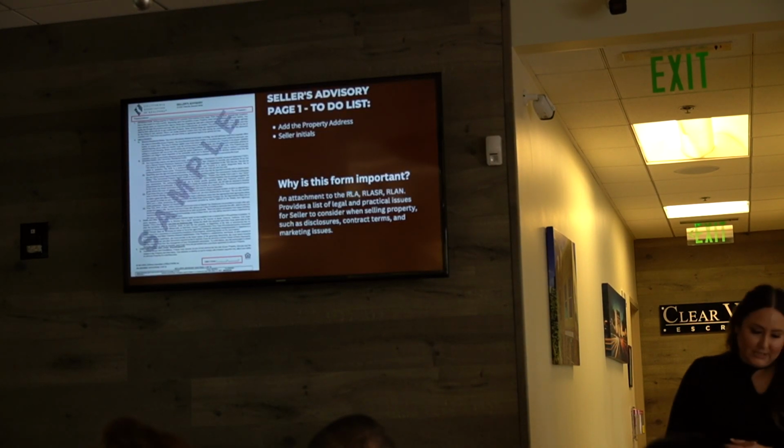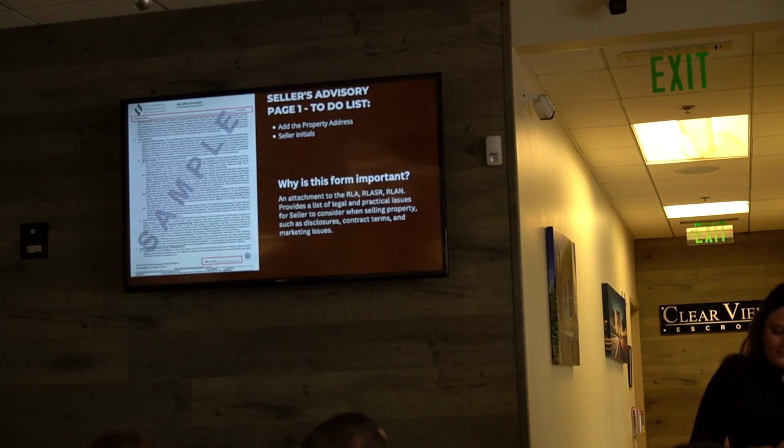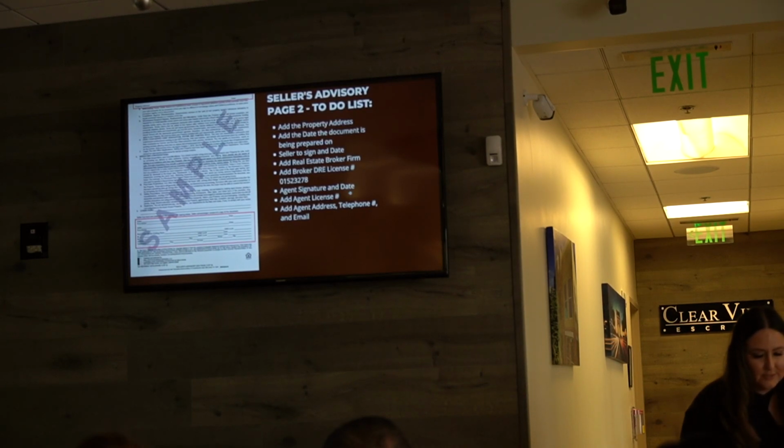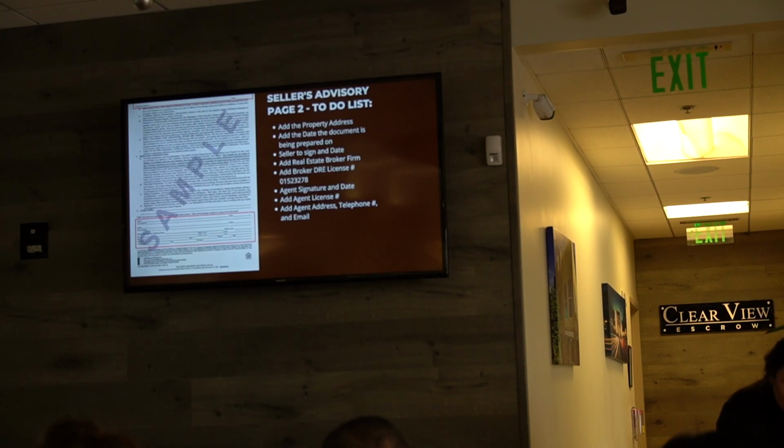Your seller's advisory. So this, again, is attached to the listing agreement. This one, you just have to add your property address and make sure that the seller signs at the bottom. And it just goes over a list of legal and practical issues for the seller to consider when selling their property. You know, how to think about how they're going to fill out those disclosures, the contract terms, and any marketing issues or ideas you might have for them. And this one is a 2-page document, so again, pretty self-explanatory. Just make sure you're filling in all of those lines. And like I said, I'll be giving you a copy of this, so you have a little step-by-step guide.